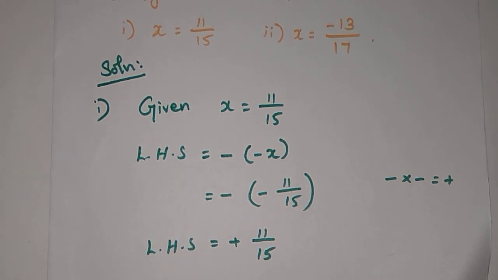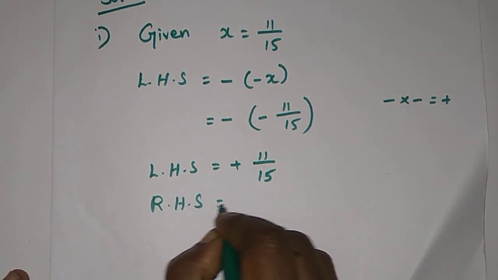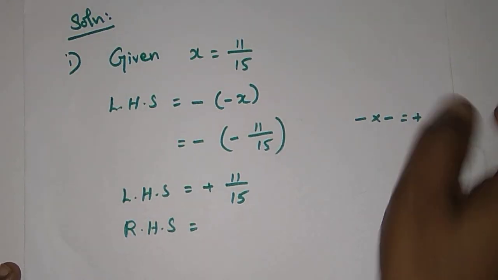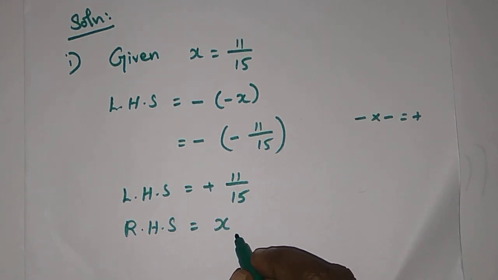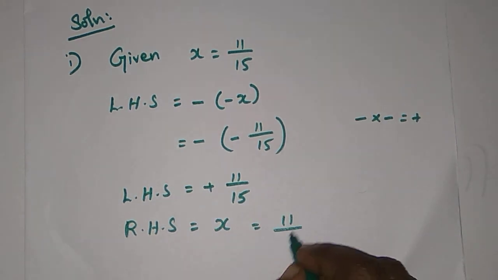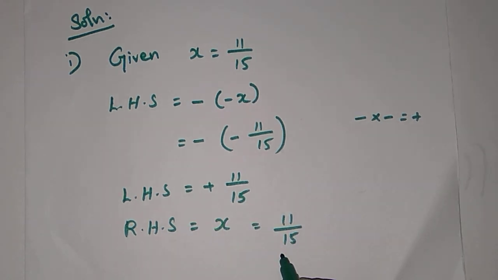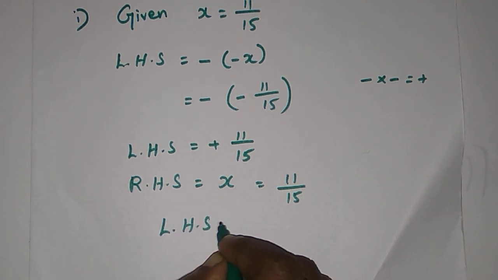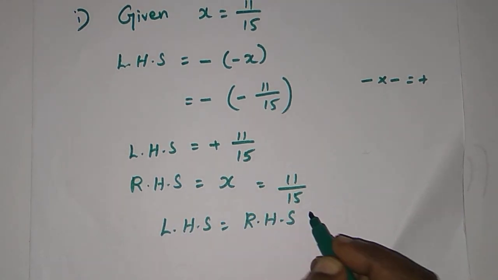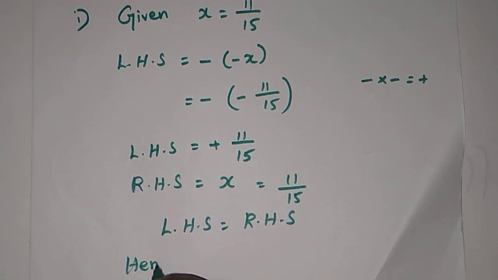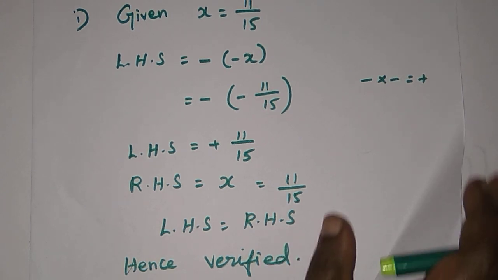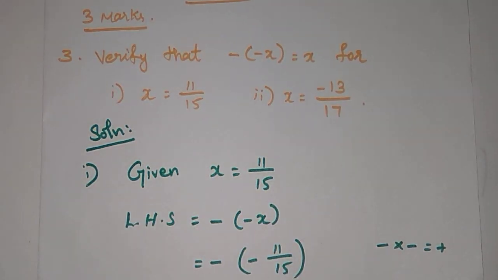Now we are going to find the right hand side value. Right hand side, RHS, is equal to, see, in this equation RHS is what? x. Right, RHS is equal to x. What is the value of x? x equal to 11 by 15. Both plus 11 by 15 and 11 by 15 are equal. So now left hand side is equal to right hand side. So we verify that, hence verified. So this is the first part of the given question, x equal to 11 by 15.